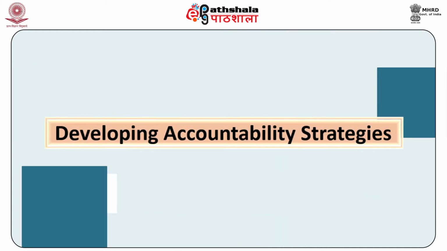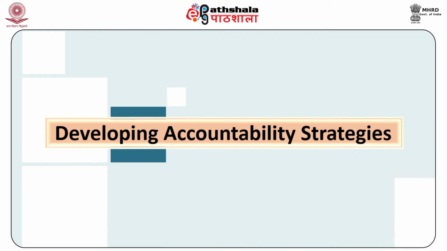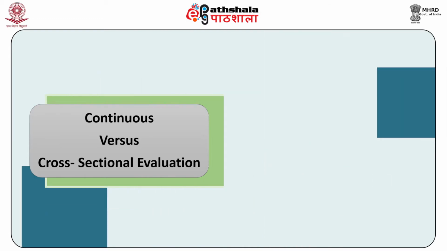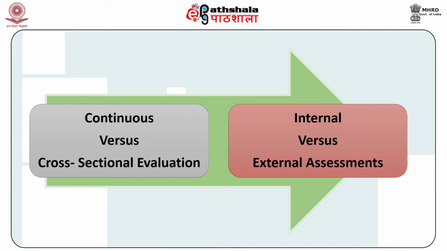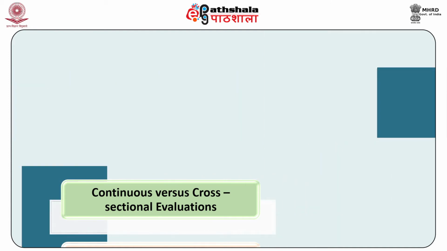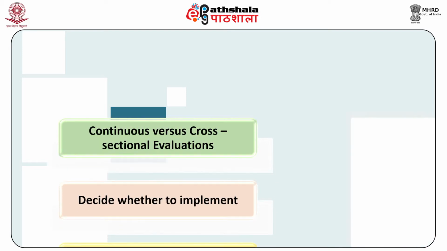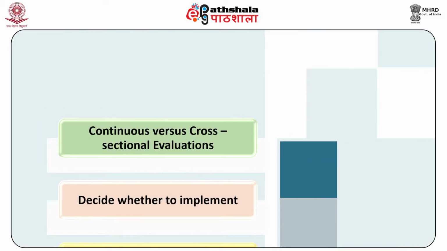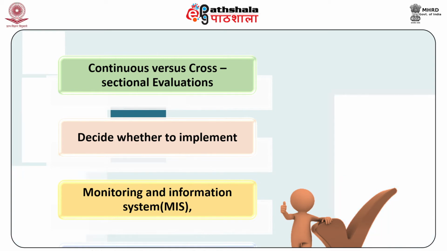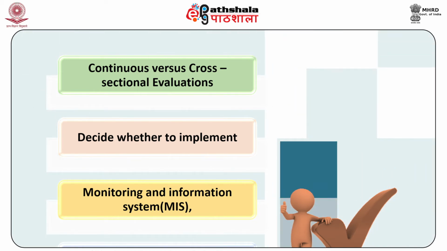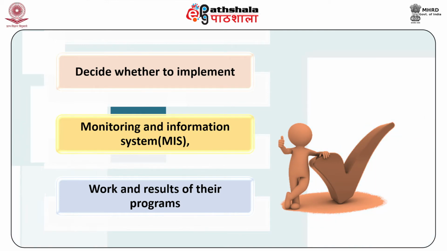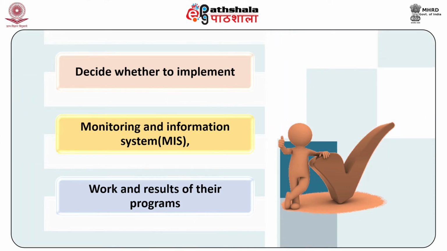In developing accountability strategies, there are two important considerations: continuous versus cross-sectional evaluation and internal versus external assessment. Continuous versus cross-sectional evaluation. A key decision in planning accountability evaluation is whether to implement a continuous or a cross-sectional effort. Many large programs employ monitoring and information systems, often referred to as management information systems (MIS), that allow them to assess the work and results of their programs on an ongoing basis.